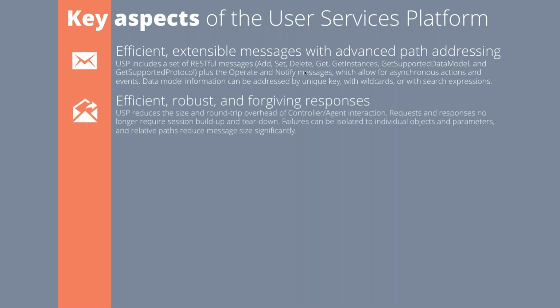The responses to messages in USP are much more efficient and forgiving. Rather than asking for a set of information and just getting an error, USP will still give you the information you want while telling you which things didn't work. You can also have the messages that change state, like add, set, and delete, let these successful changes be made, even if some of the changes fail, if that's what you want to do.